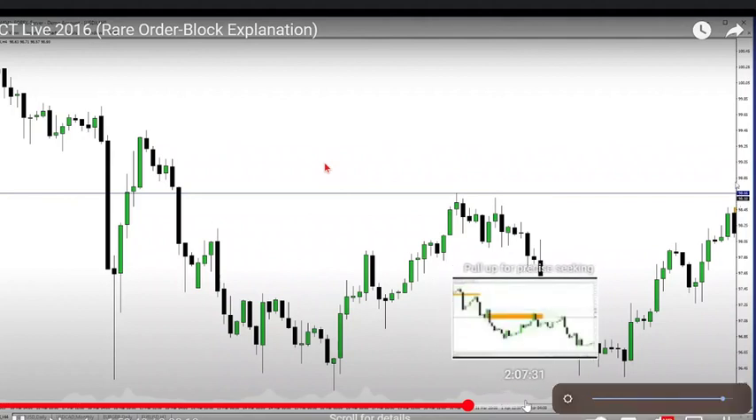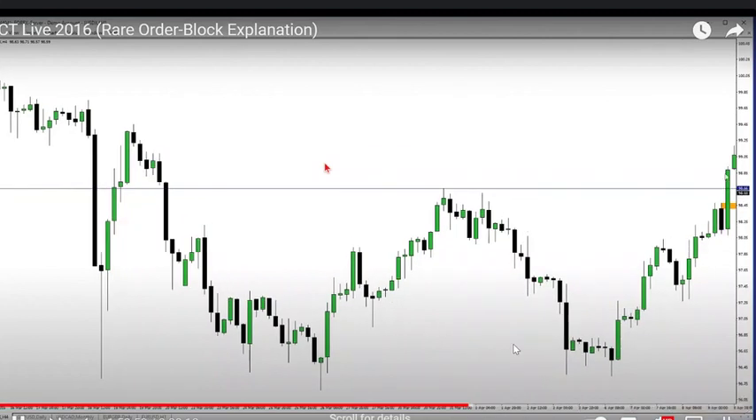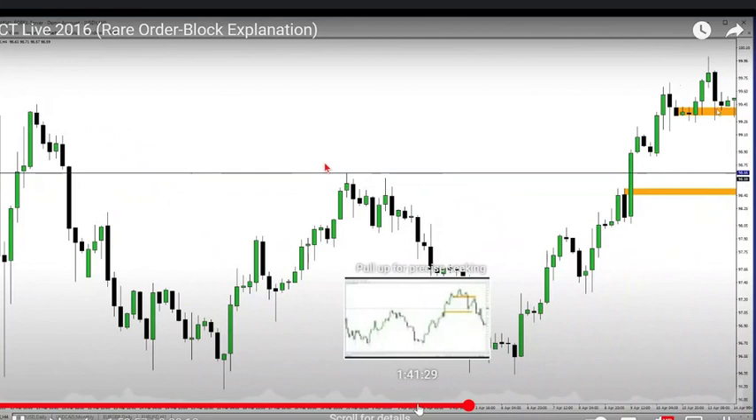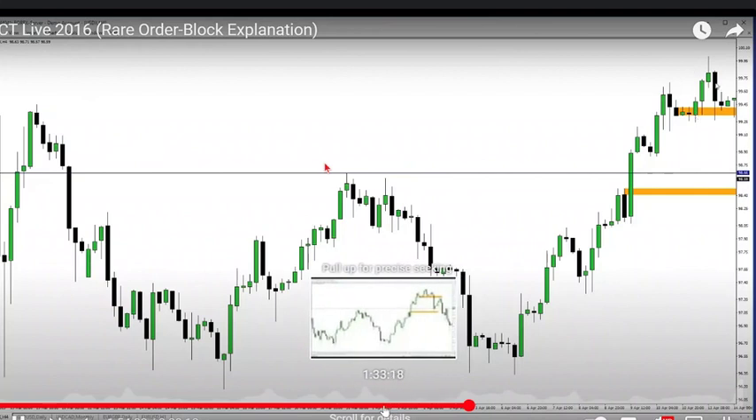Okay. Price does, in fact, run through it. Continues making a higher high and trades up into a level. All this right here was that bearish daily ICT order block. In other words, we expected selling up in here.